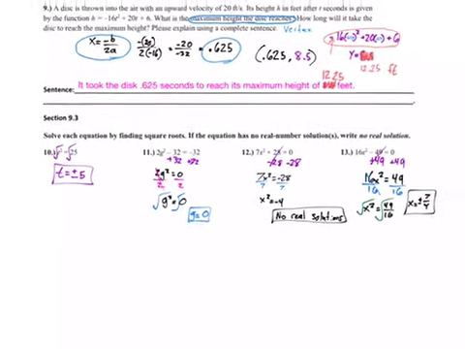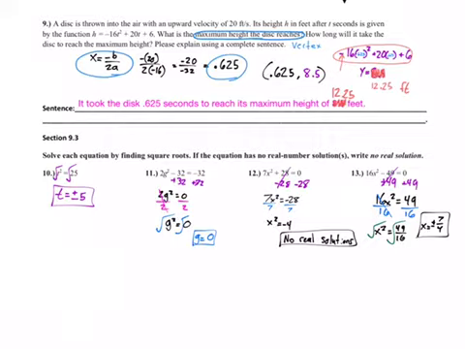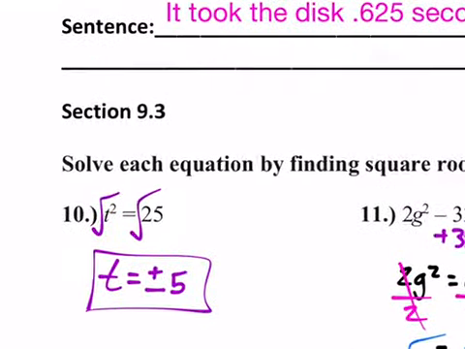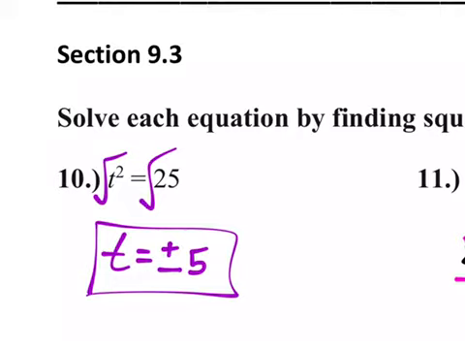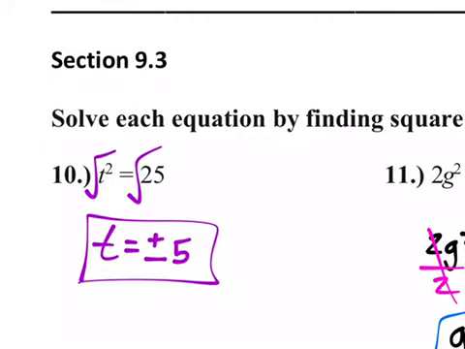All right. So this 9.3 portion here, solve each equation by finding square roots. If the equation has no real number solutions, write no real solution. So the key concept on this is make sure you isolate your square root. This one's already isolated, so square root both sides. Don't forget your plus or minus.